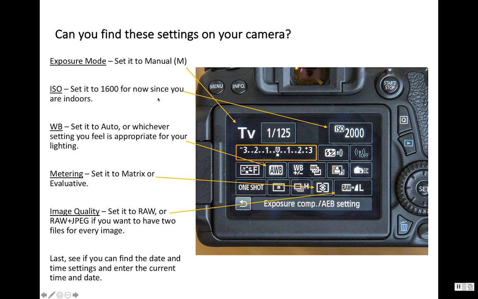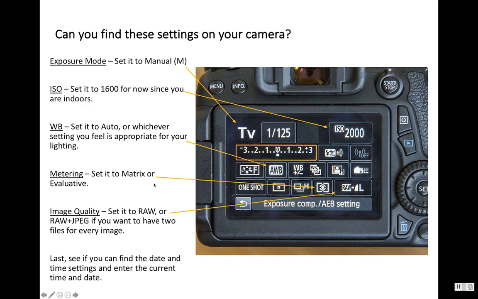Why 1600? Well, right now you're in an indoor space. We're going to do a little shooting exercise. We're going to have it on 1600 for your indoor space, but we would set it to much lower if you were going outdoors. White balance. Set it to auto, or whichever setting you feel is appropriate for your lighting. Look up above you. Are you under tungsten lights? Are you under fluorescent lights? Are you outdoors? That would change your white balance setting, but otherwise you can leave it on auto.